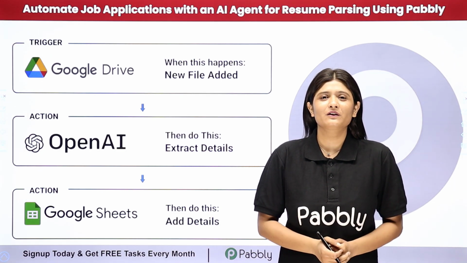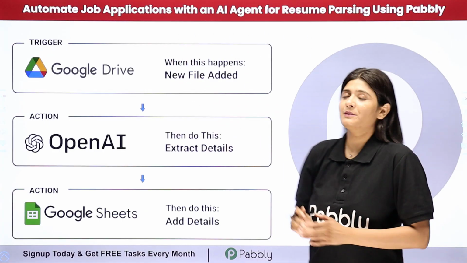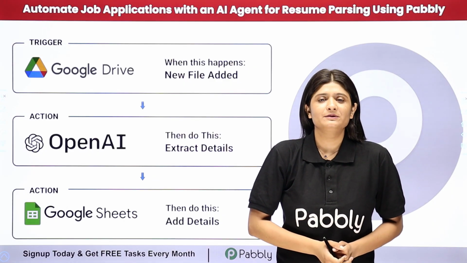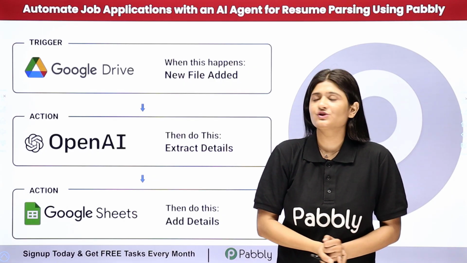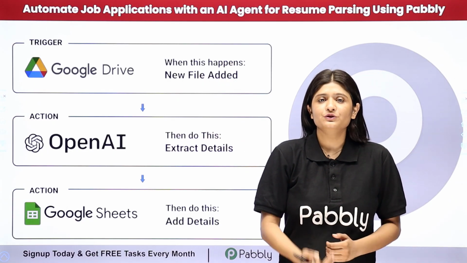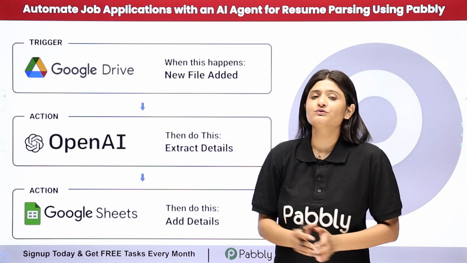In this video, we are going to learn how to automate job applications with an AI agent for resume parsing using Pabbly. So let's suppose I am a recruiter and I am receiving many job applications which I am uploading on my Google Drive. Now I want that as soon as I upload a new file, the details of this should be automatically extracted with the help of OpenAI.